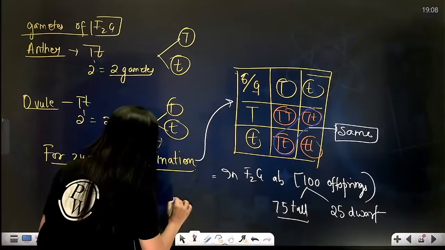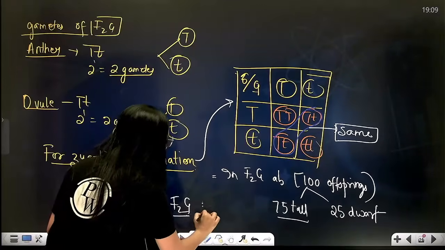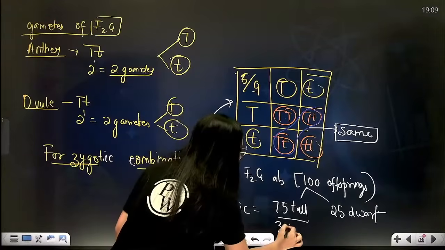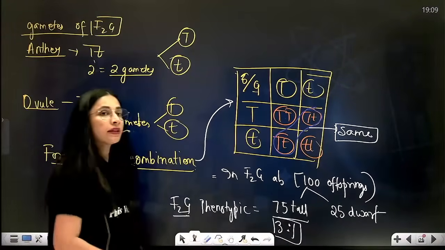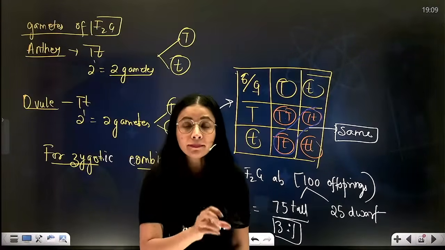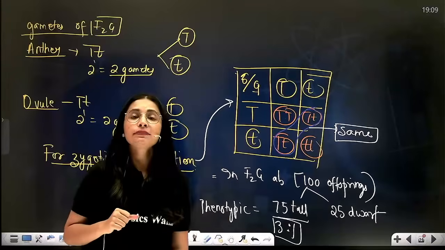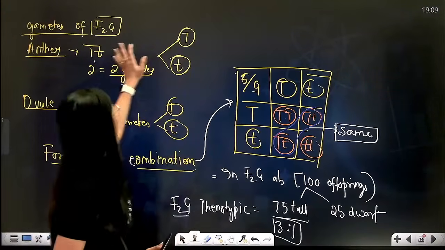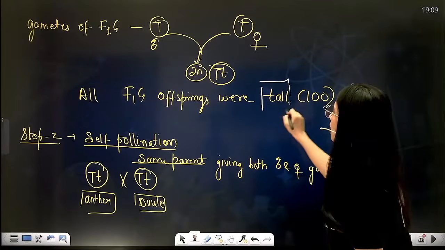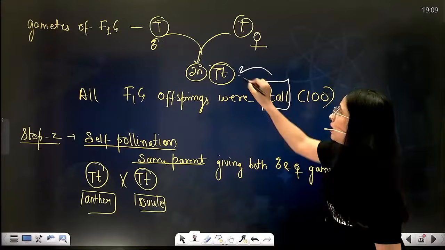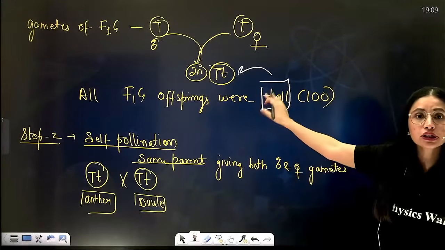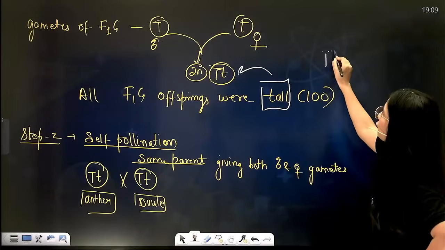So the phenotypic ratio in the F2 generation which Mendel saw was 3:1. He was happy that at least in the F2 generation, some plants could gain the female character. See, in the F1 generation, all were tall, 100% tall. No dwarf plant.